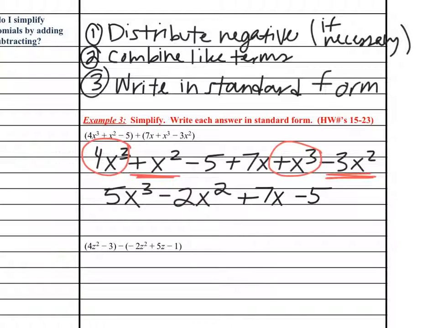Okay, we're going to name it just for the sake of it. What's your degree? 3. So what do we name that if it has a degree of 3? Cubic. This is a cubic, and it's got 4 terms, so you can just say polynomial, a cubic polynomial.